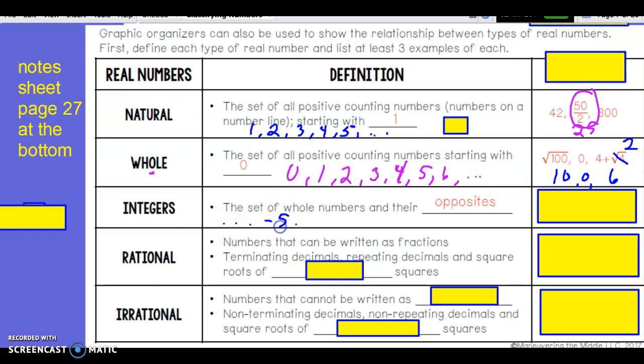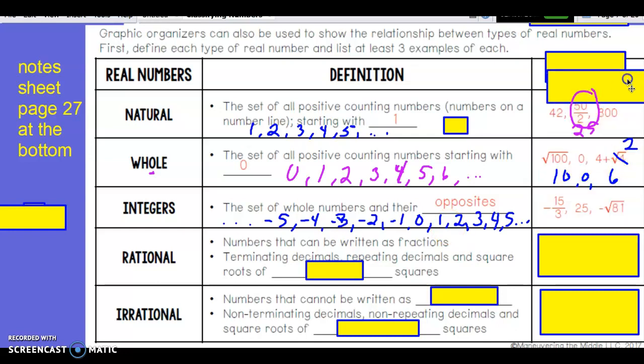Like -5, -4, -3. Oops, sorry about my writing here. -2, -1, 0, 1, 2, 3, 4, 5, and so on. Okay? I cannot list them all. I would be here forever. But integers are all the whole numbers plus their opposites or their negatives. Notice in this set, there still are no fractions and there still are no decimals. It's just your positive and negative whole numbers.